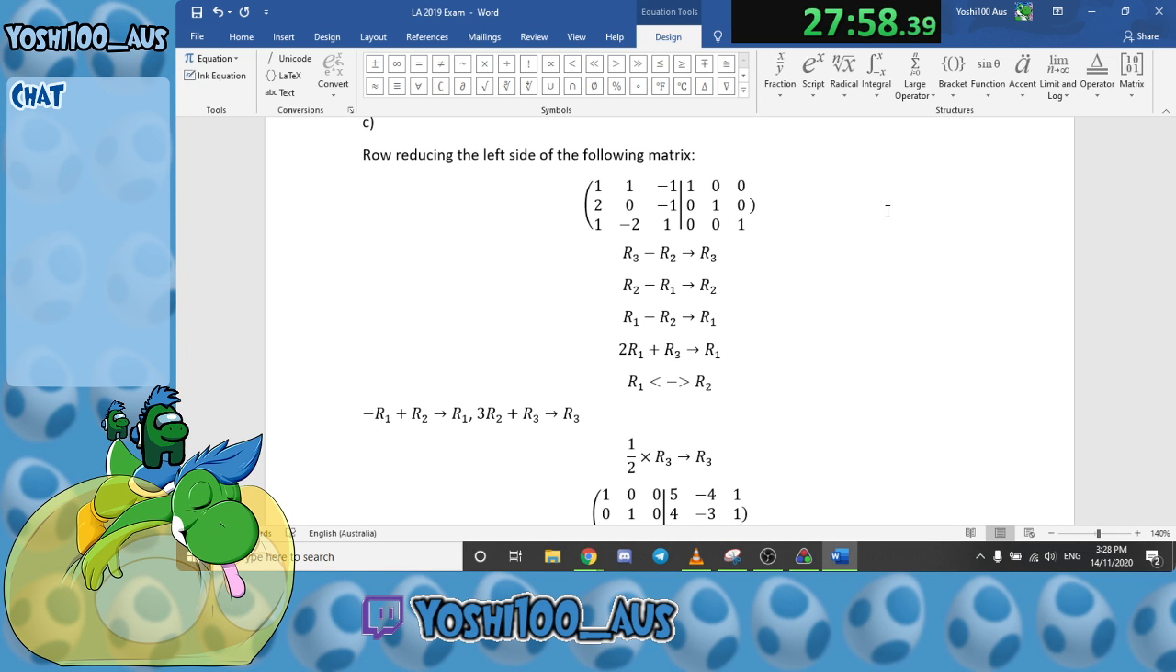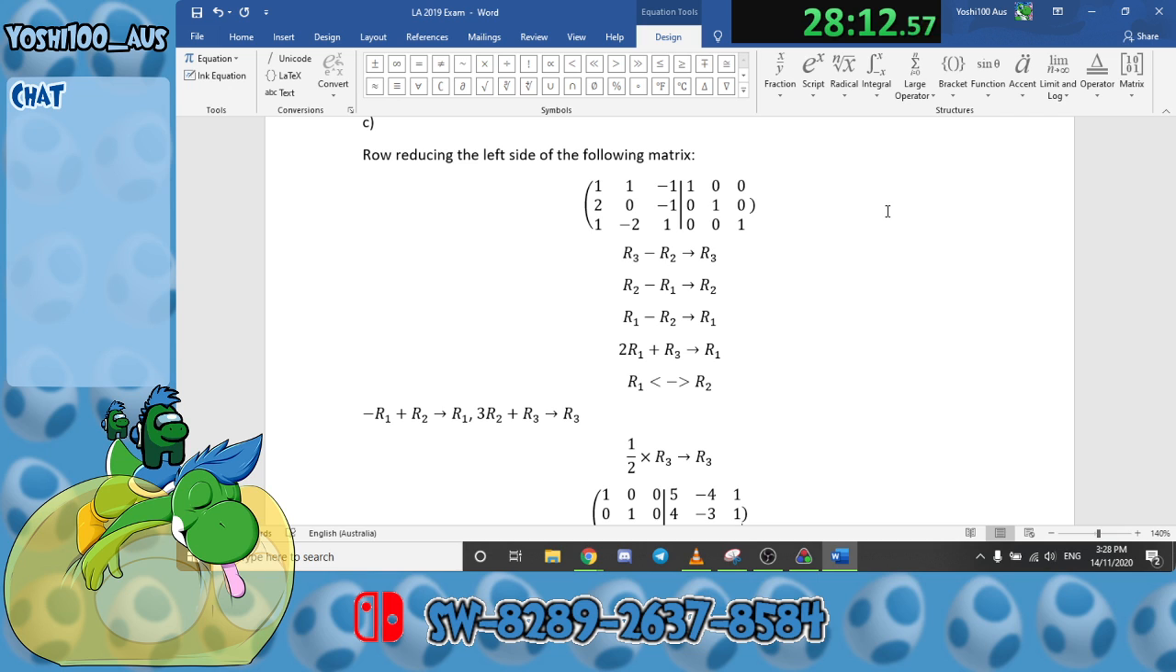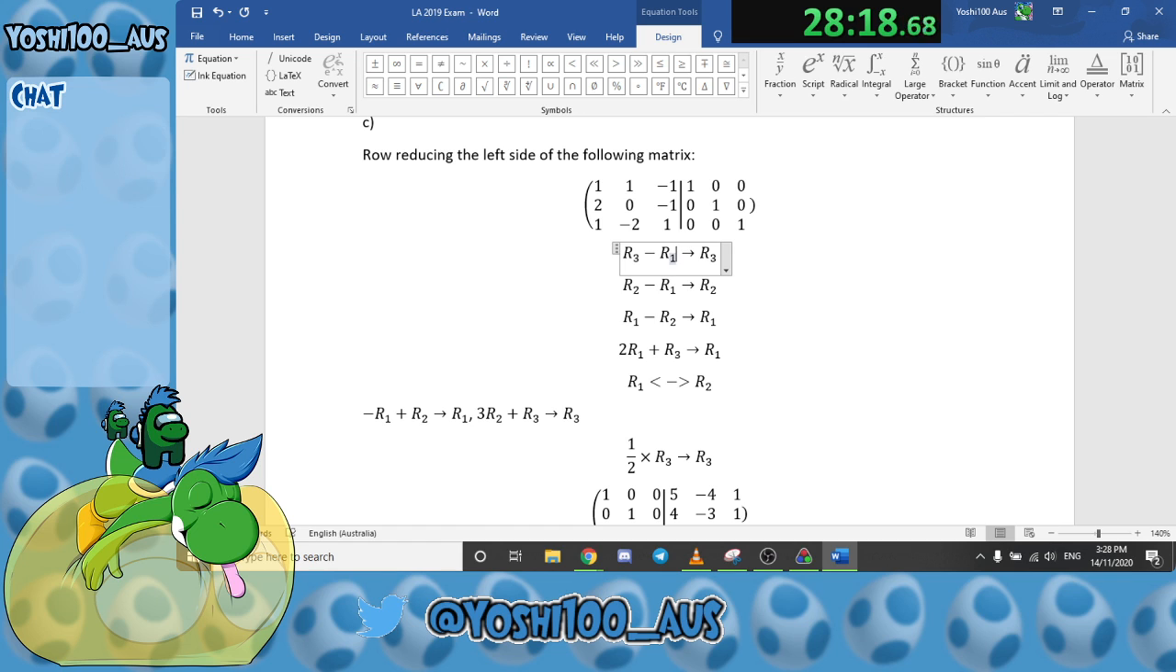No, that's R3 take R1, isn't it? Yeah, 0 minus 3, 2. Okay, that's meant to be R1. R3 take R1 is here. Oh my goodness. It's the first step too. It's gonna mess with everything.